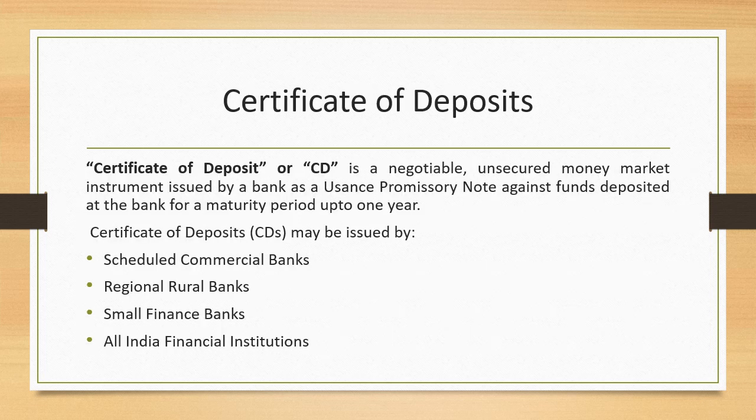Now we have just discussed about money market, first component of money market, which is your call, term and notice money market. Now we are moving on to the second instrument, which is called a certificate of deposits. Okay, so what is a certificate of deposit? It's a negotiable, which means it can be transacted between parties, unsecured money market instrument issued by a bank as a usance promissory note, okay, against funds deposited at the bank for a maturity period up to 1 year. So that's the concept of certificate of deposits.